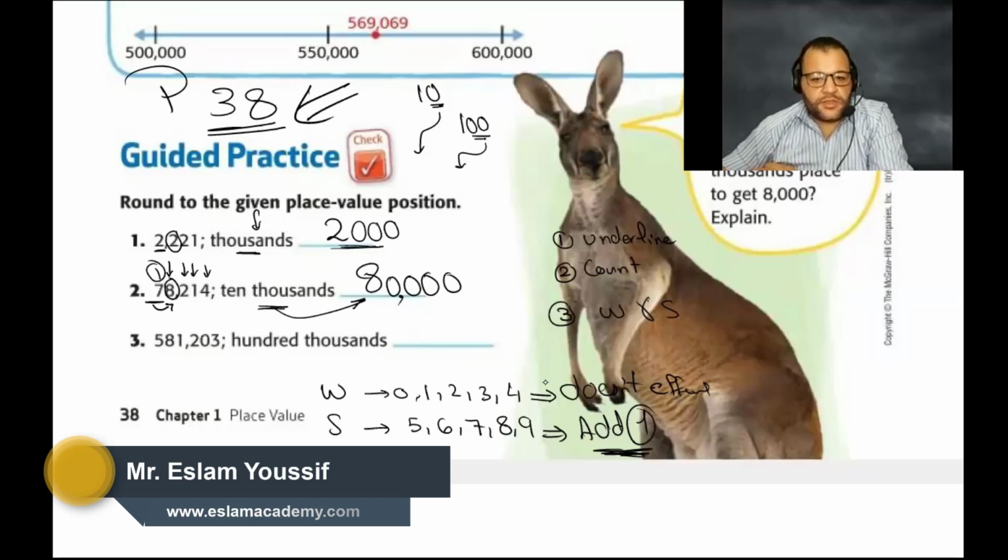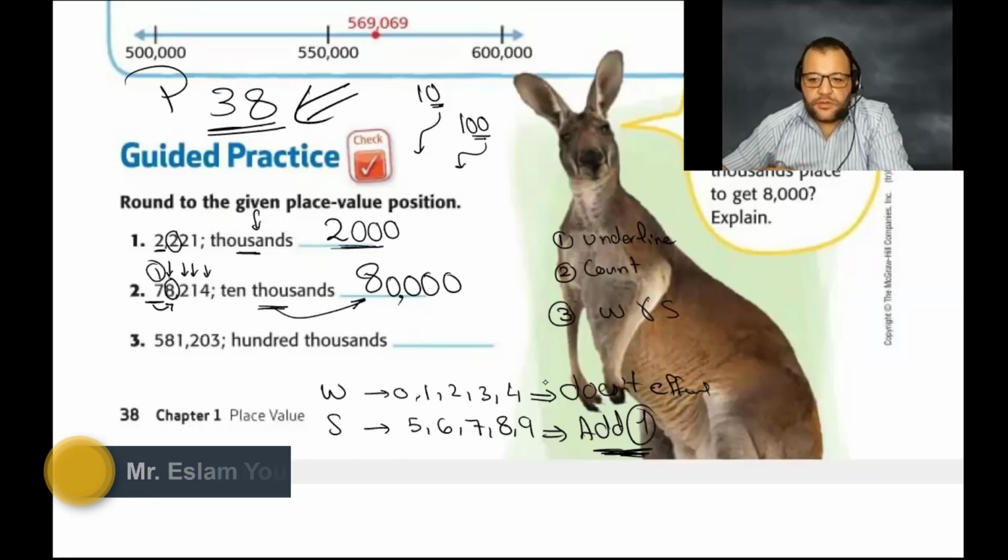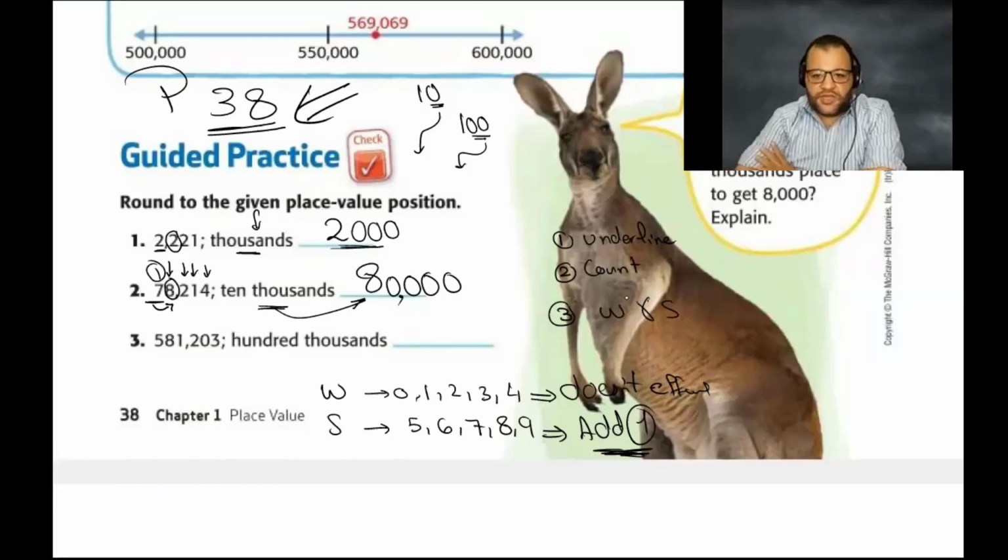Yes. Okay, thanks. Ahmad Raza, can you solve question number 3 with me, please? This is going to be 581. Okay. Number one, underline the digit that we need. We need to round to the nearest 100,000.